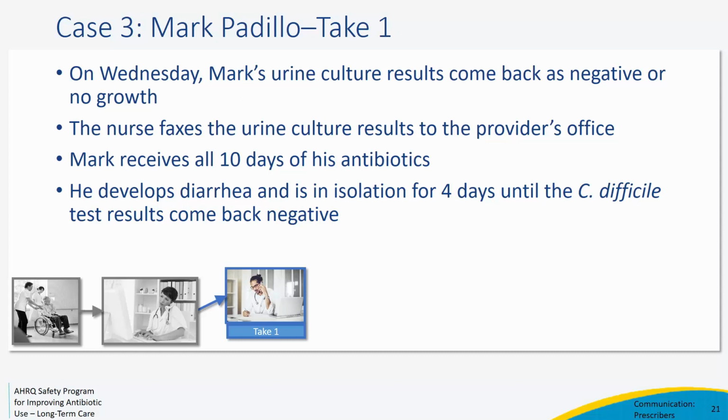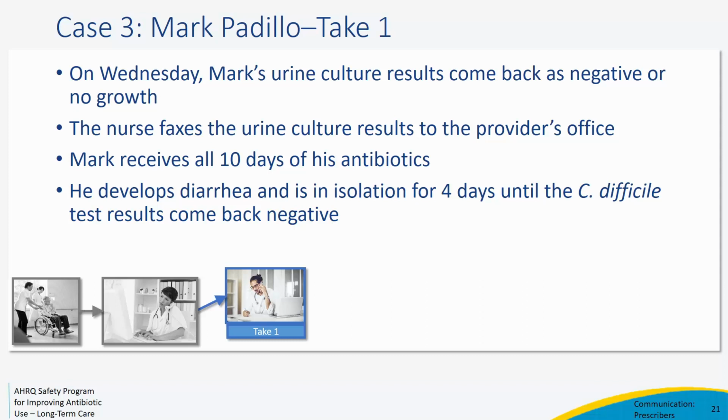The nurse faxes the urine culture results to the provider's office. The provider sees them at the end of the day, about 5 minutes before heading home for the evening. Mark receives another 6 days of amoxicillin clavulanic acid. Around day 8, he develops diarrhea.